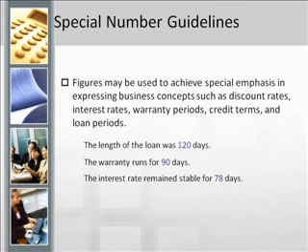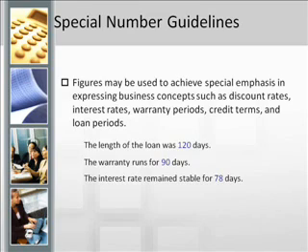Although we discussed the rule for writing periods of time as anything that could be written as 1 or 2 words, the number would be written as the whole word, whereas if the number would take more than 1 or 2 words to write out, then we would use figures. However, there are exceptions to this rule. Figures may be used to achieve special emphasis in expressing business concepts such as discount rates, interest rates, warranty periods, credit terms, and loan periods.